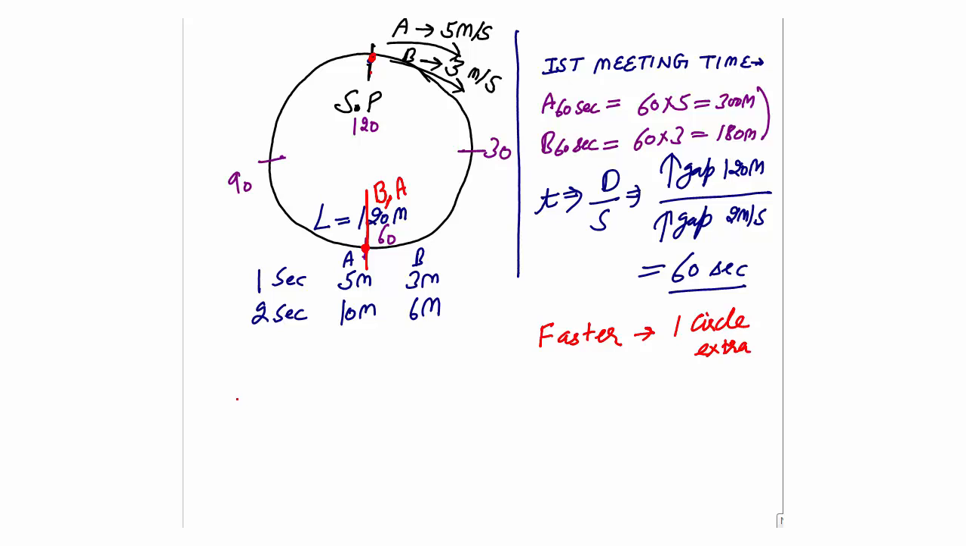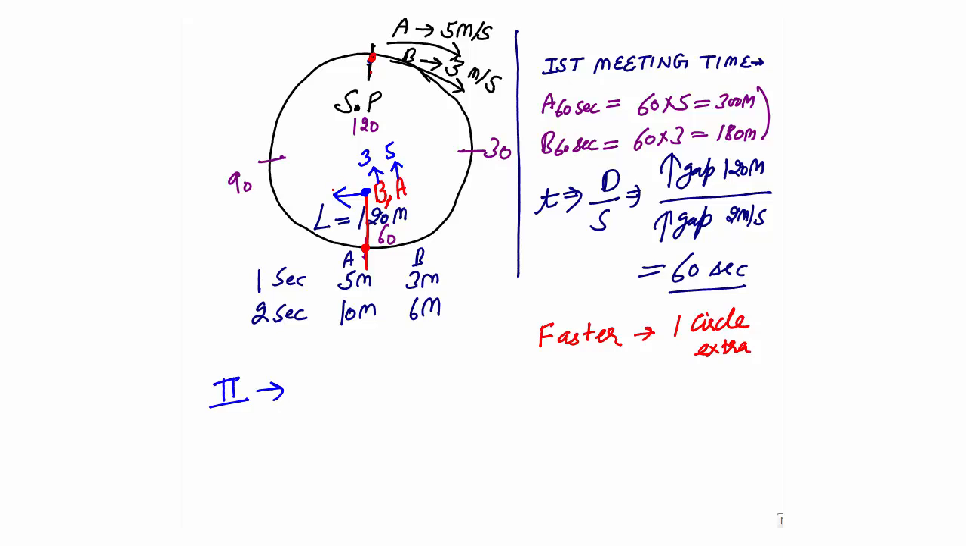When their second meeting will take place, you can see that they will start again from this point. I am making this blue dot. Again they will start from this point. Both of them will run from this point. B will run from here at a speed of again 3. A will run from here at a speed of 5. Both will run in this arrow direction.